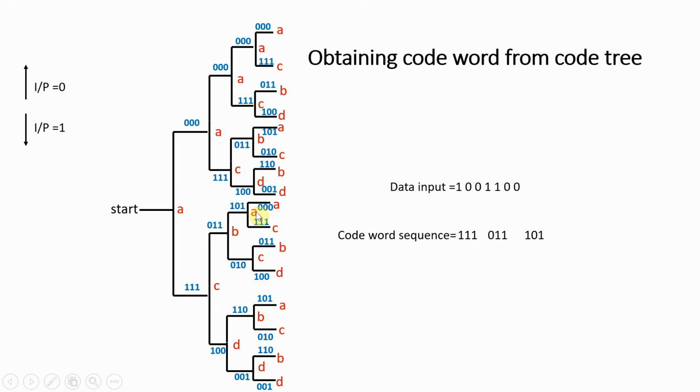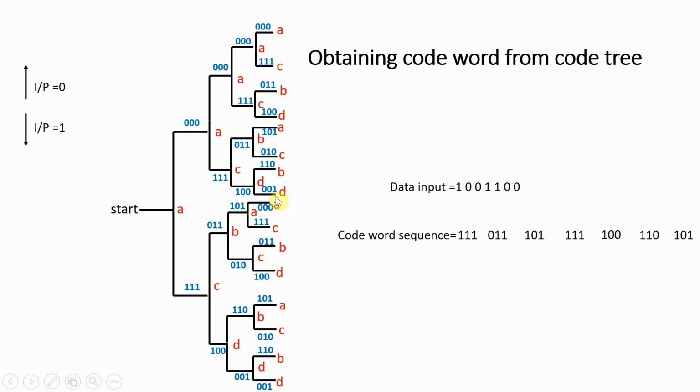Now we are in state A and the fourth bit 1 arrives. Where do we go? We go downwards. The next state is state C and the corresponding output is 1 1 1. Similarly, we can obtain output for all the remaining bits in the data input as given here. So this is how we can obtain the code word from the code tree when the data sequence is given. I hope you have understood.